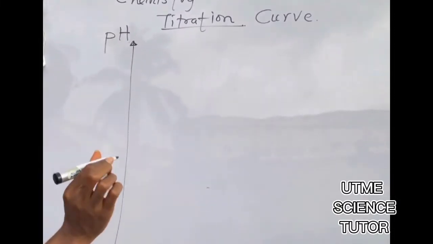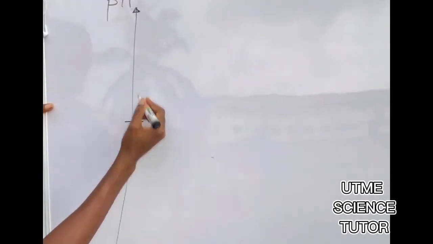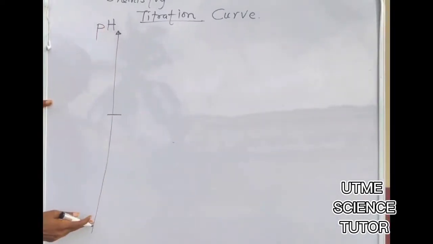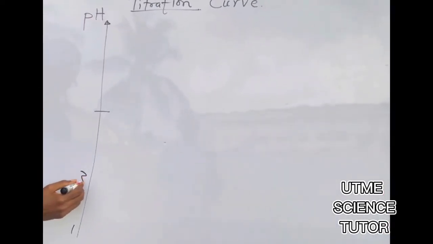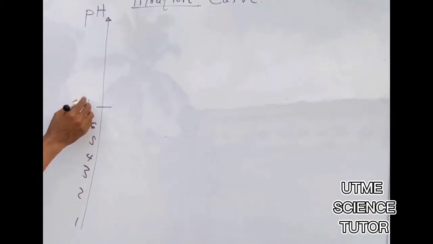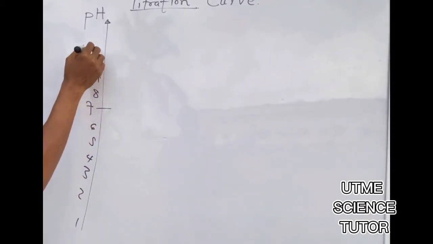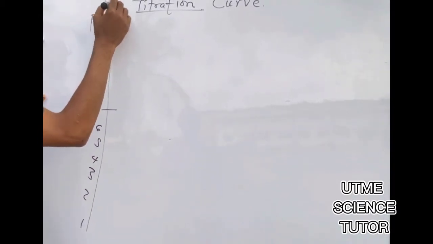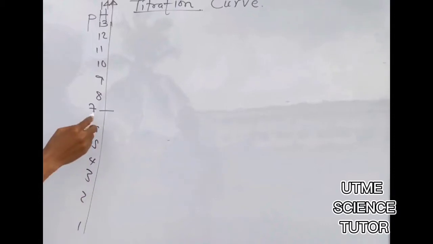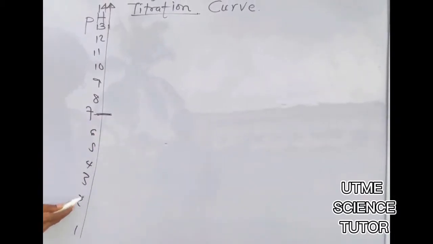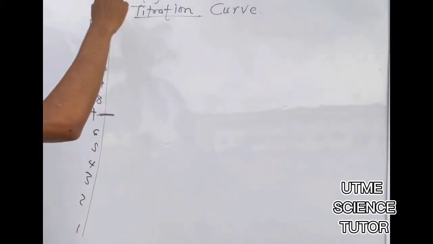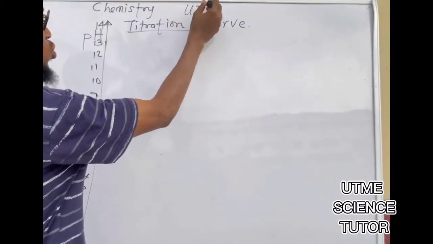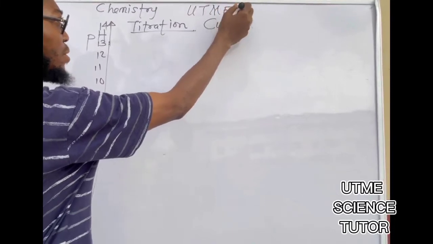So there are two possibilities of doing it. I may start from 14 to 1. I may start from 1 to 14. So let me start from 1, 2, 3, 4, 5, 6, 7, 8, 9, 10, 11, 12, 13, then 14. We need to note at this point that anything here is neutral, anything below here is acidic, anything above here is basic. How do we get the question right when it comes to UTME examination?